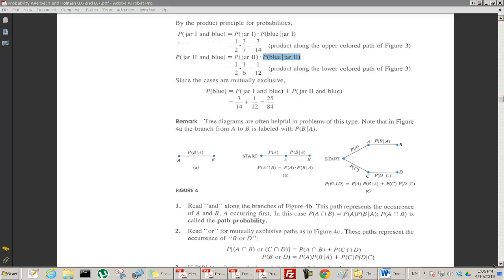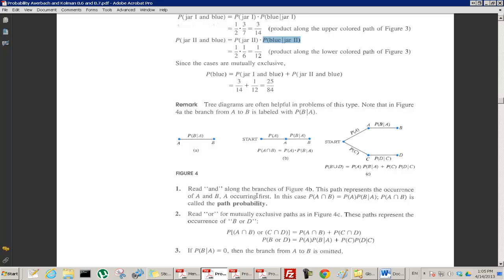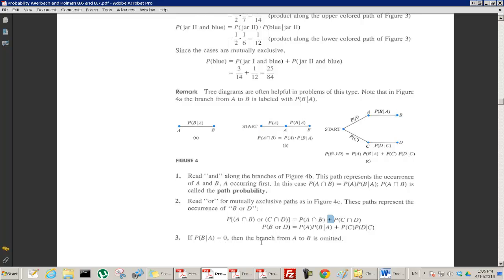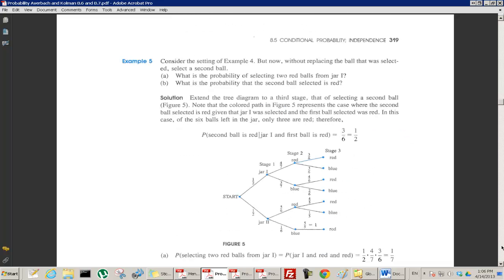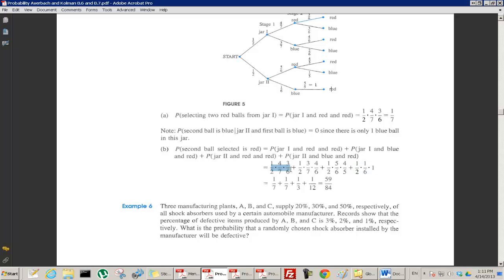So let's read what they say here. Read "and" along the branches of figure 4b. What they mean is if you're going along a branch like this, A, then B, then this is the probability of A and B. Next one, read "or" for mutually exclusive paths. That's what I was saying before. The paths were mutually exclusive. So we have "or," and it becomes plus because it's mutually exclusive. And if the probability of B given A equals 0, then the branch from A to B is omitted, which they do here. Here's the first one, and the second one, and the third one, and the fourth way. So they get this number. I'm not going to go through this example, but you can read it here and the solution there.